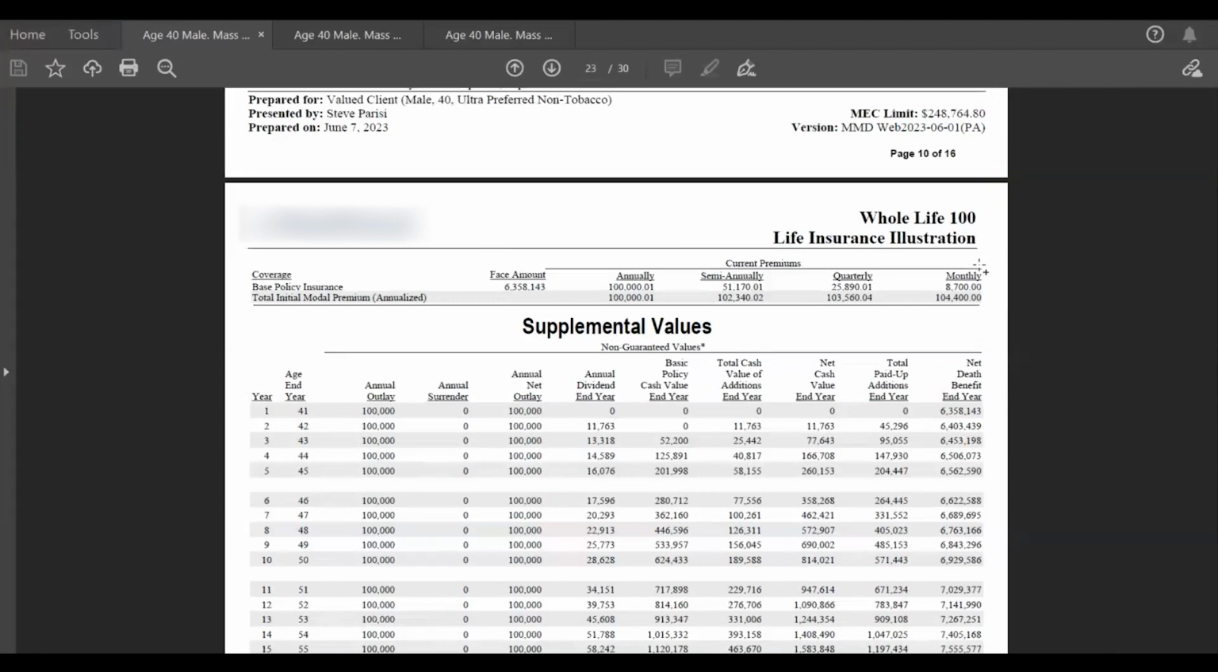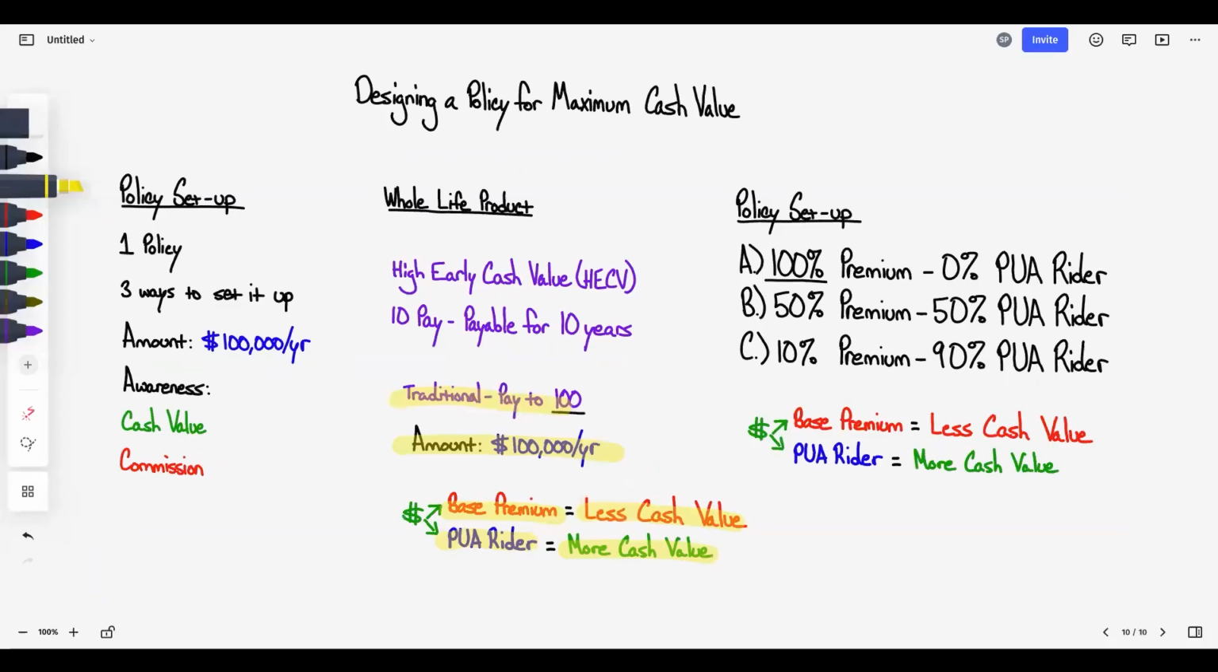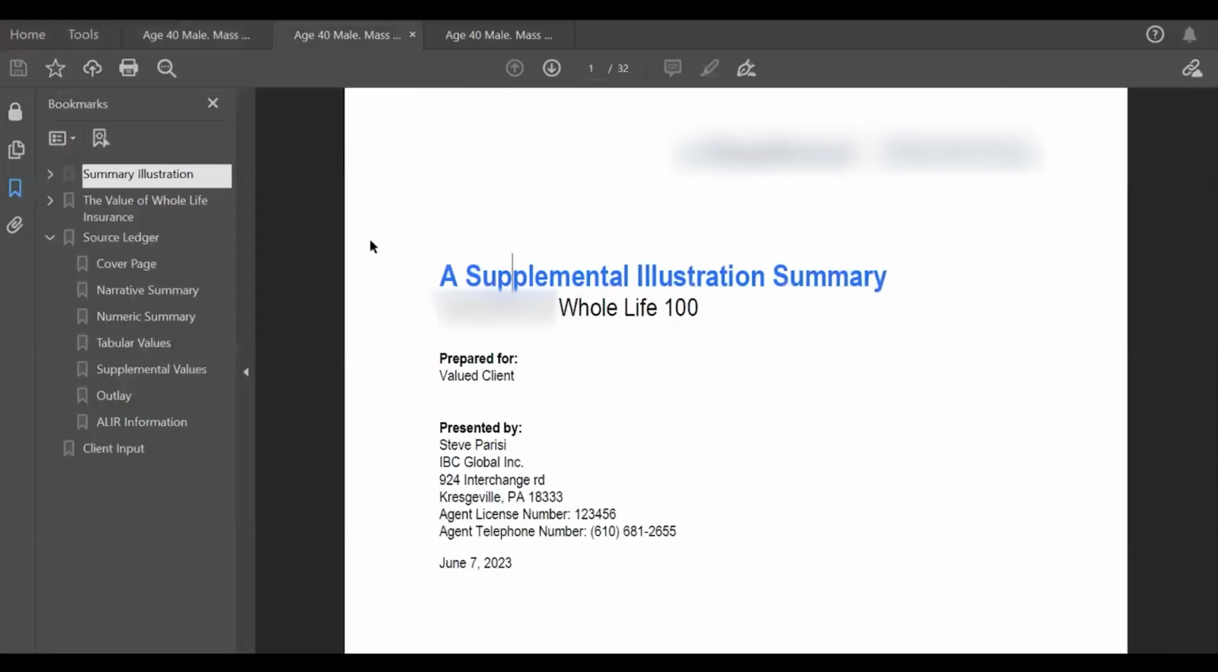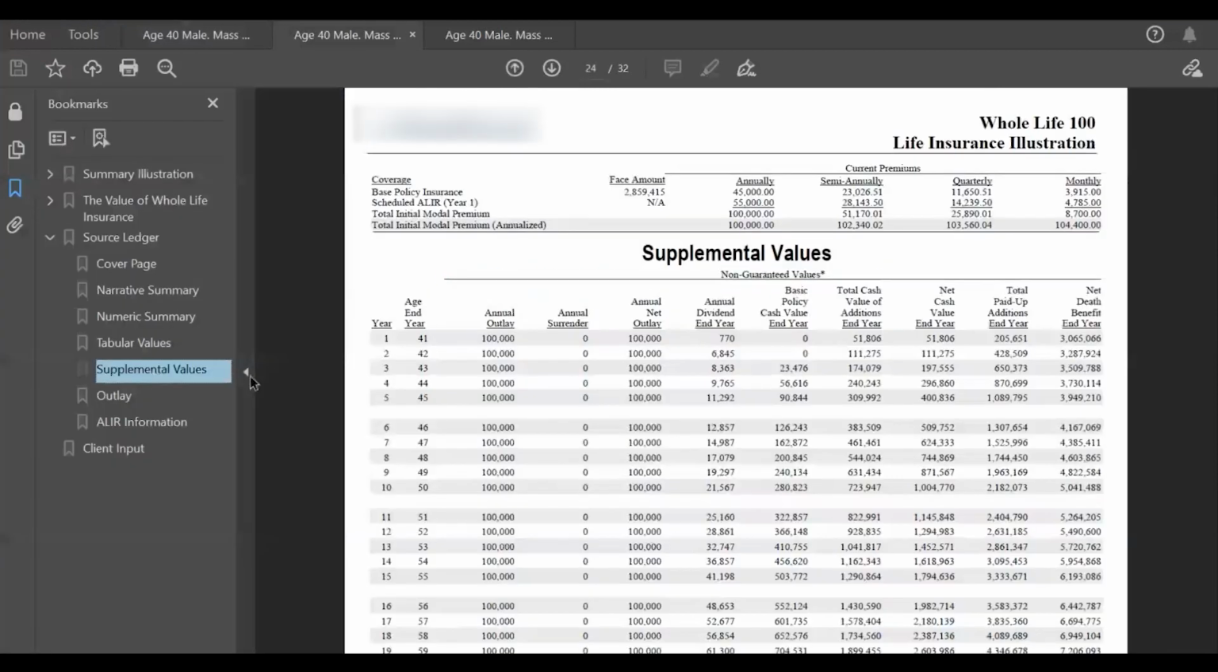So let's look next at option B. That was option A, what we just looked at there. Let's look at option B, which will be the same 100K per year, but 50% of the $100,000 directed toward the premium, and the other 50% directed toward PUAs. And you'll actually notice it's a little bit more aggressive than that. So let's take a look here.